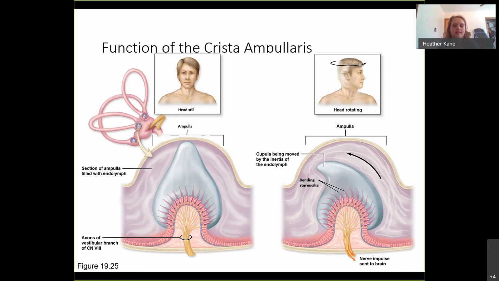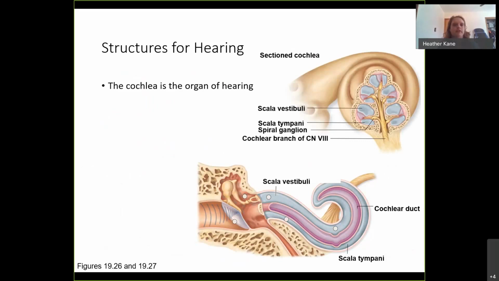Okay, so that is equilibrium in a nutshell. Let's talk about some structures for hearing. The cochlea is this seashell-shaped organ right here, if you can see my face in this video. This seashell-shaped organ is called the cochlea, and this is the organ of hearing. This is where sound waves are transduced to electrical energy that our brain can read.